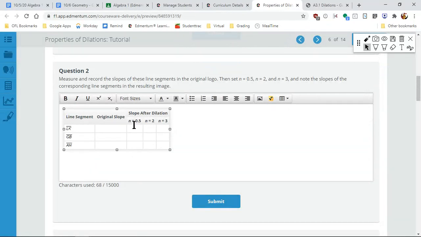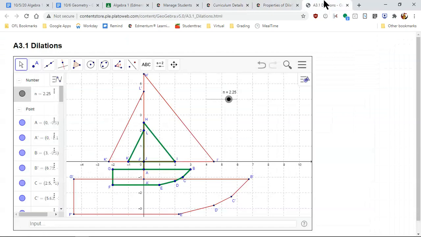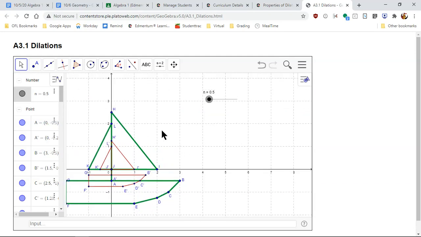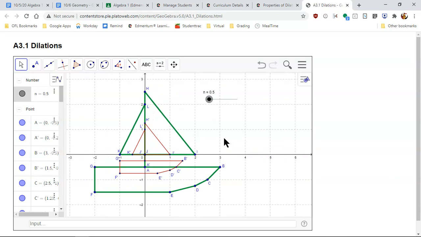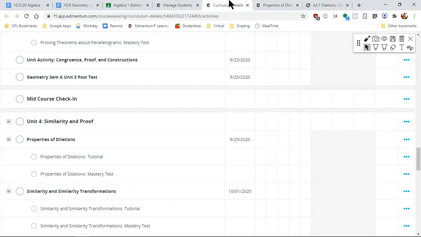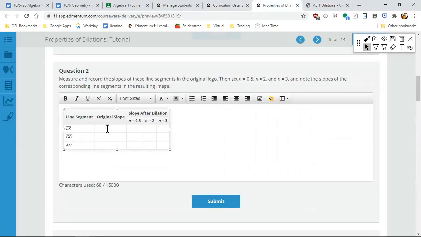So now we want to look at the slopes. What's happening to the slopes of these lines? So let's take a look at that. First things first, they want us to do it at 0.5. So let me zoom in here so we get most of the boat. All right. And it wants us to find the slope of LK.